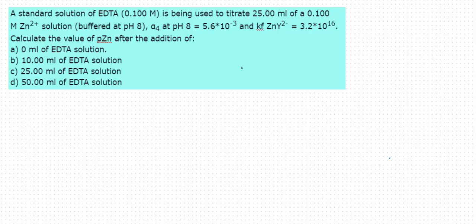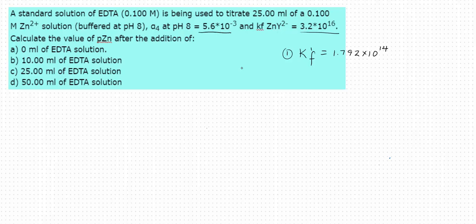When faced with an EDTA titration problem, the first thing you should do is calculate that conditional formation constant. So we're given our alpha and we are told our Kf. So we're going to multiply those two values together. So 5.6 times 10 to the negative third times 3.2 times 10 to the 16th. And our conditional formation constant is then 1.792 times 10 to the 14th.